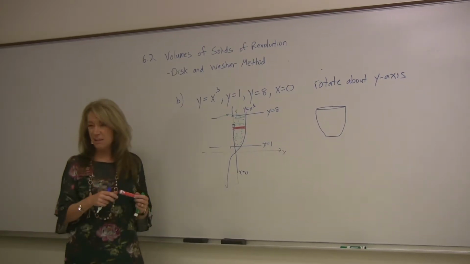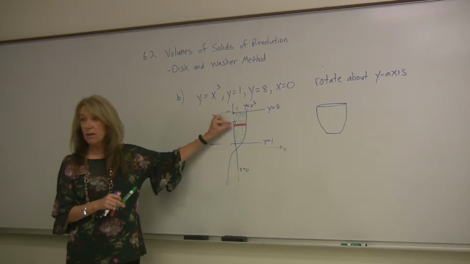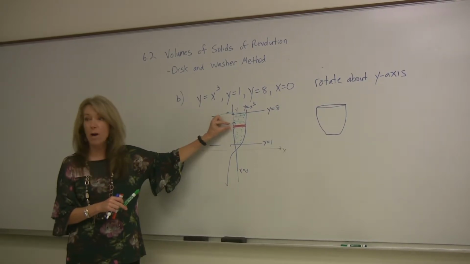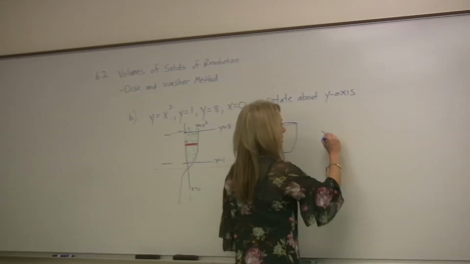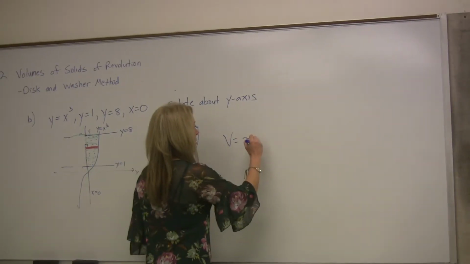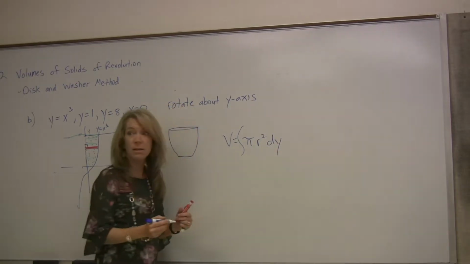Can you see that it's a dy now? This little thickness of this little strip right here, this rectangle, is a small change in the y direction. That's why it's a dy. So my volume, remember, is pi r squared dy in this case.